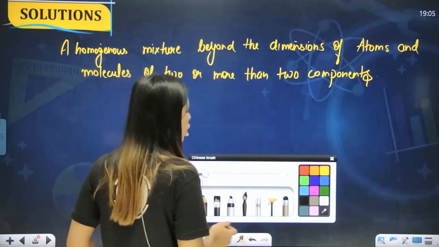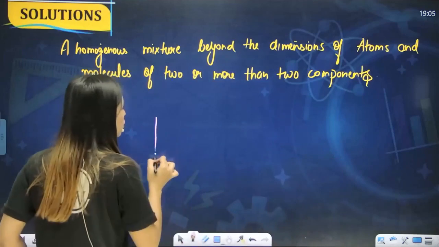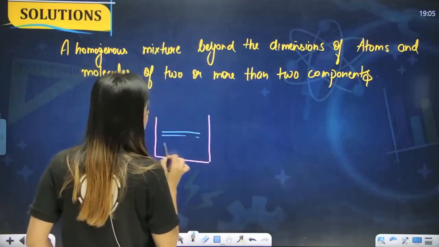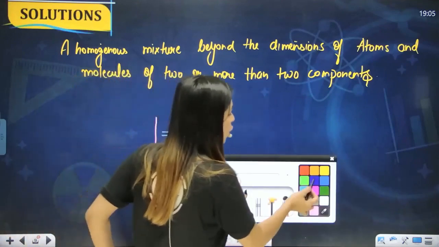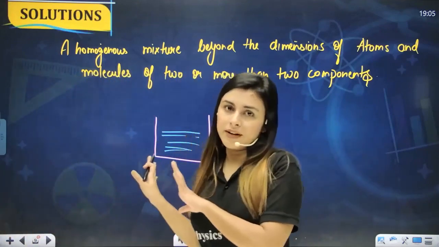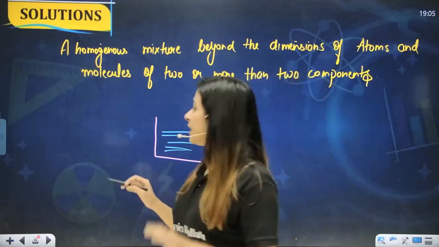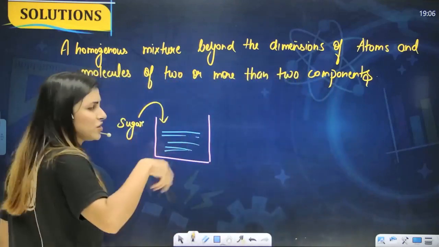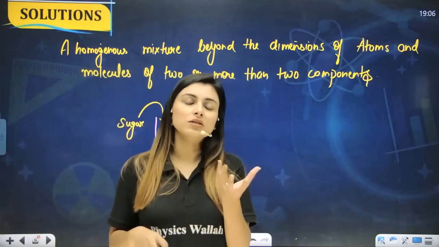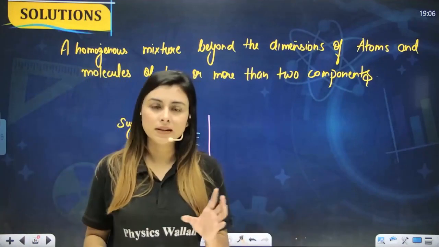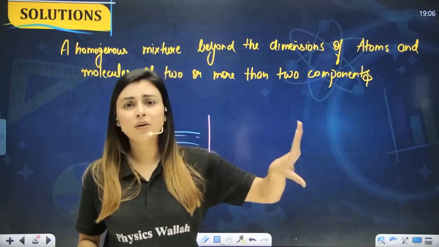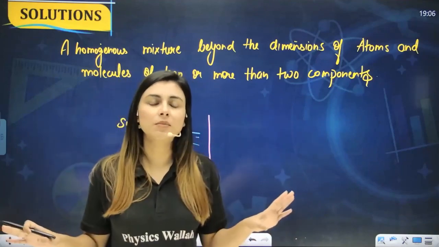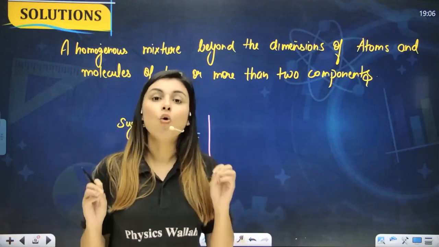container and you take water in it. So this is water. Now this is a pure solvent till now. Now you added some sugar into it and just mixed it. When you add sugar to your water and completely mix it, can you see the sugar and water separately? No, ma'am, once they are mixed, I cannot see them separately. It is a homogeneous mixture.